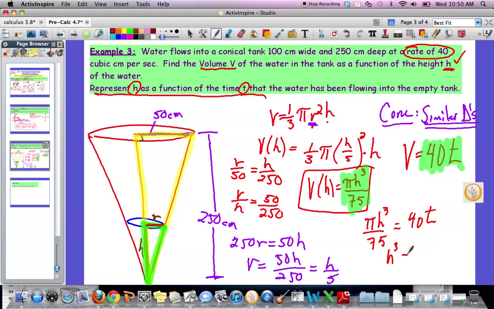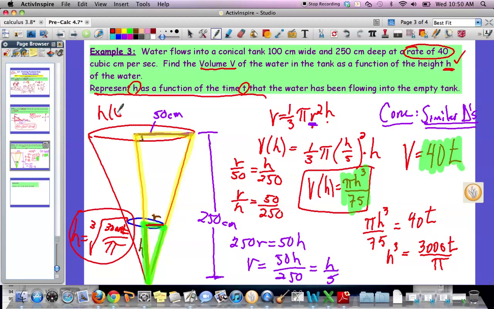So this would say that h cubed equals, I need a little help. We're going to multiply by 75. So what's 75 times 40? 3,000? 3,000 t. And then I'm going to divide by pi. What's my last step, so I can write h as a function of t? I'm going to do the cube root. So h would equal the cube root of 3,000 t divided by pi. That's h as a function of time.